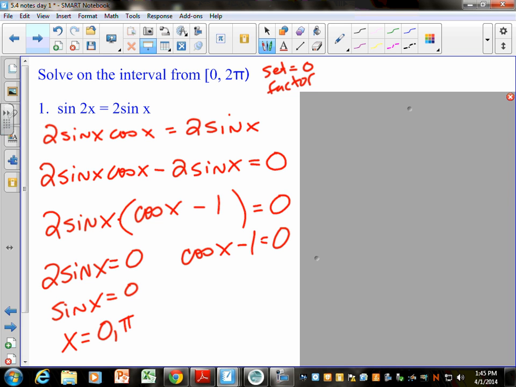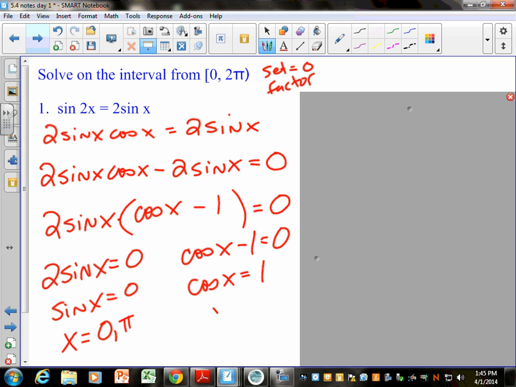And then this one, if I solve this, I just add 1 over, and I get cosine of x equals 1. Where does cosine of x equal 1? Cosine is x, right? At 0, yes? Does cosine equal 1 at pi? That's negative 1, right? It's just at 0, which means we already said 0 over here.